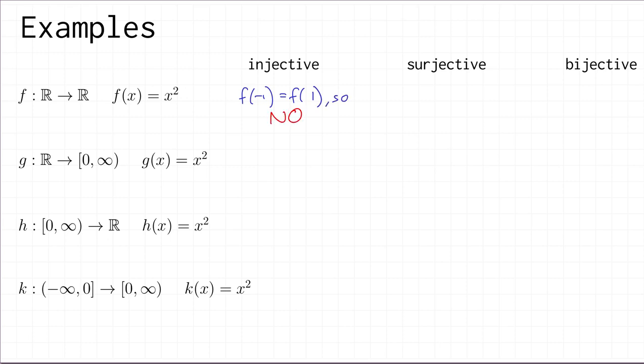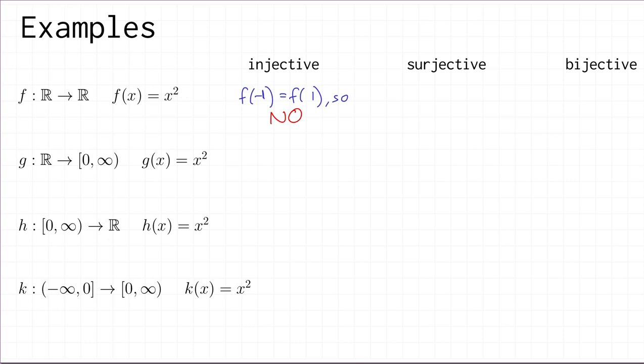Right, no, this is not injective. For example, f of minus 1 is equal to f of 1, so f is sending 2 different things to the same place, so it is not injective. All right, is it surjective? Again, pause the video and think for yourself.